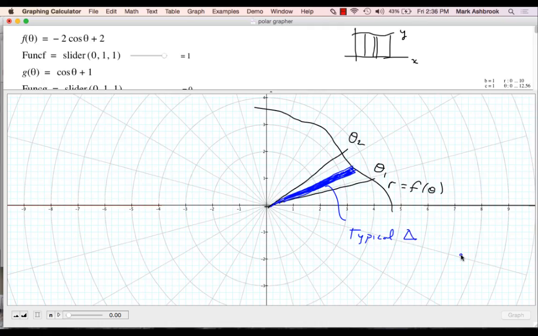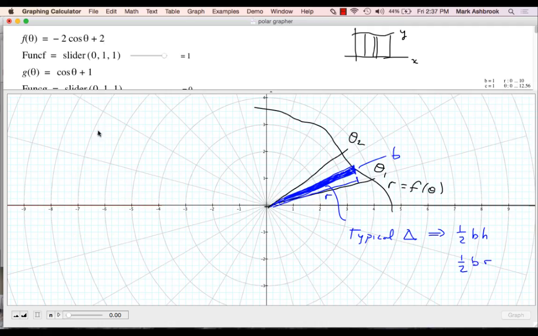Area of the triangle is 1/2 base times height. The base is this dimension here. And the height is going to be r, the current value of r. So we have 1/2 base times r, first of all. So what is that base? We're going to do that by little circular arcs that are trying to be like the polar curve.